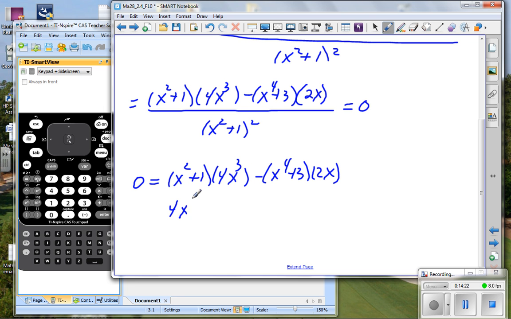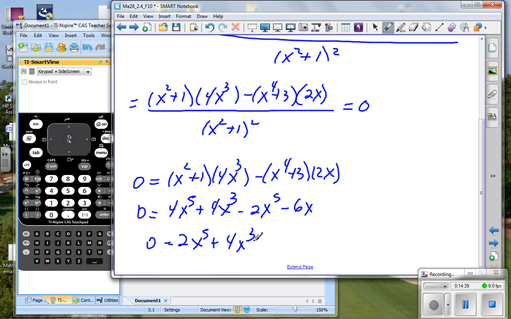Let's see, this would be 4x to the 5th plus 4x cubed minus 2x to the 5th minus 6x, and 0 is 2x to the 5th plus 4x cubed minus 6x. We can factor out an x, solve it.